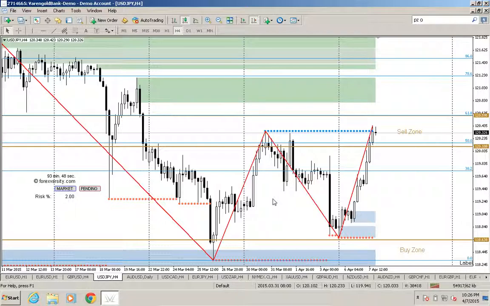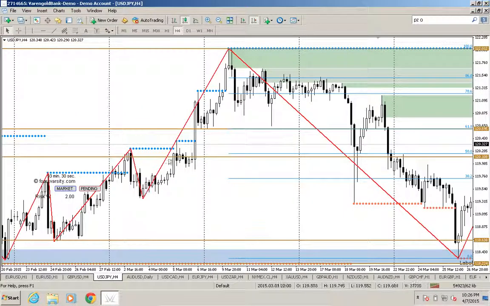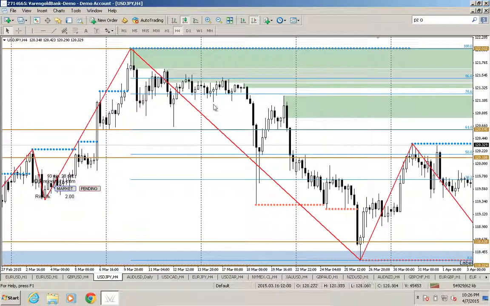Take for example this hammer over here. Now this hammer formed your low. So this is a hammer we would have used as confirmation for a trade. And here again we have another one. Another hammer we could have used as confirmation for a trade. Now in between your high and your low you will find other hammers over there and over there. But as you see they did not form your low.